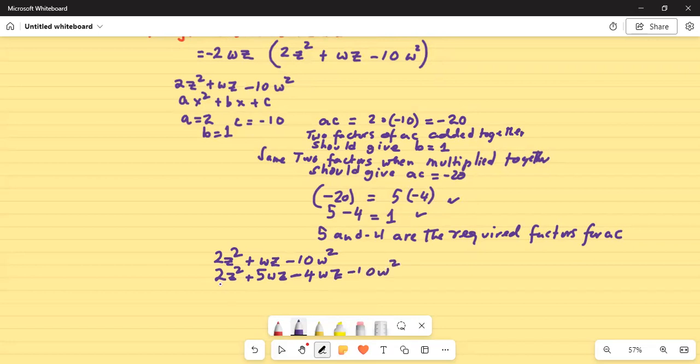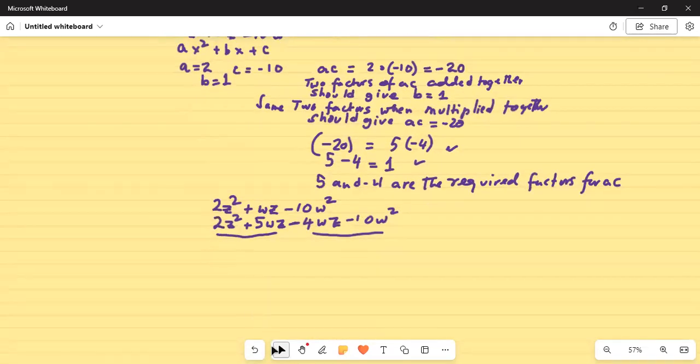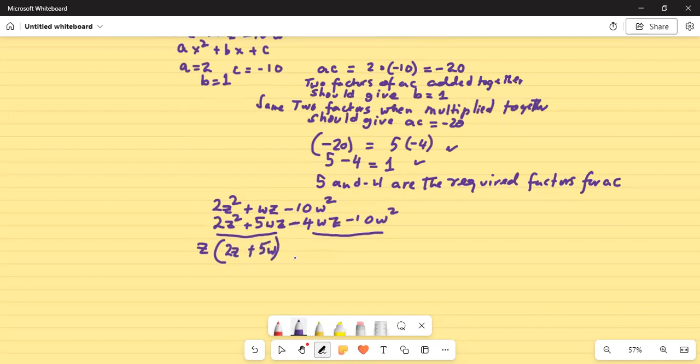Okay. Now we will factorize them, taking two terms together. So from the first two terms, you can take out the common factor of z. If I take out a z, 2z squared divided by z is 2z, and 5wz divided by z is 5w. Now my goal is to get a common factor of 2z plus 5w from the next two terms.